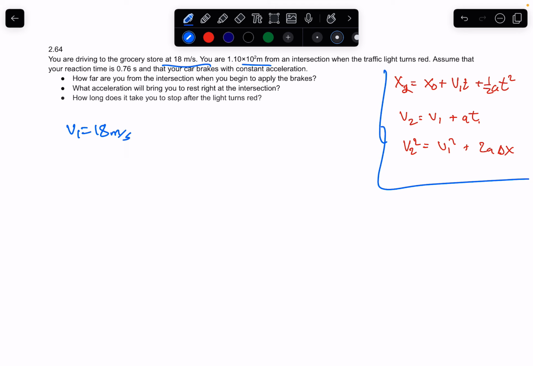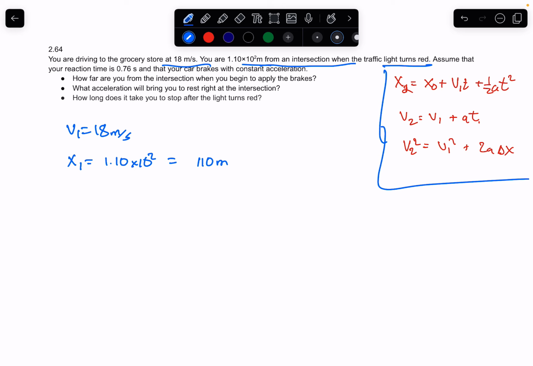You are this many from an intersection when the traffic light turns red. So we'll call that x1 is 1.10 times 10 to the second. Guys, 10 to the second, you just moved this, that's 110 meters. That's a lot easier to think about, right?